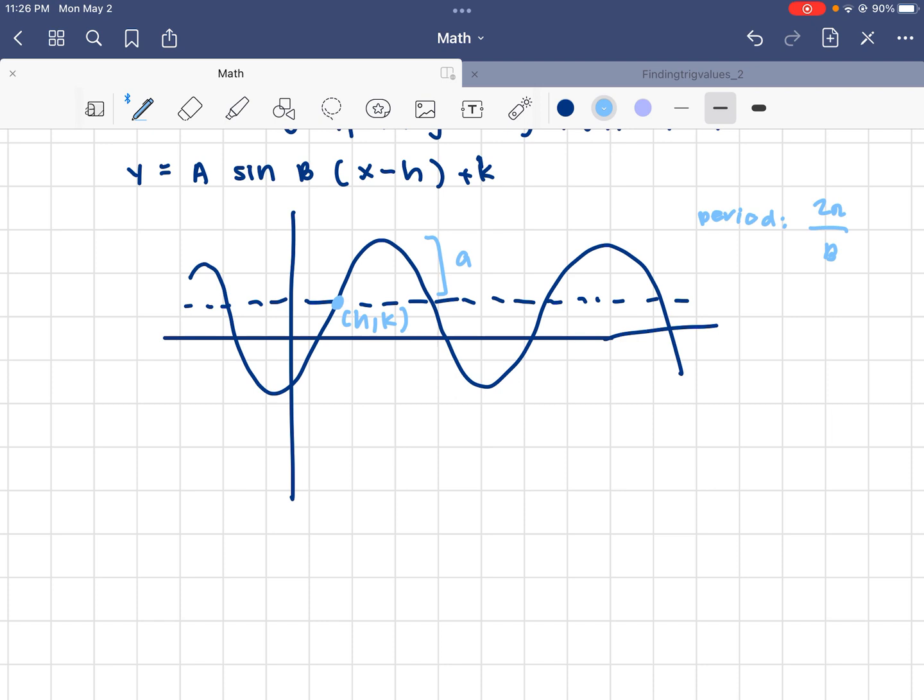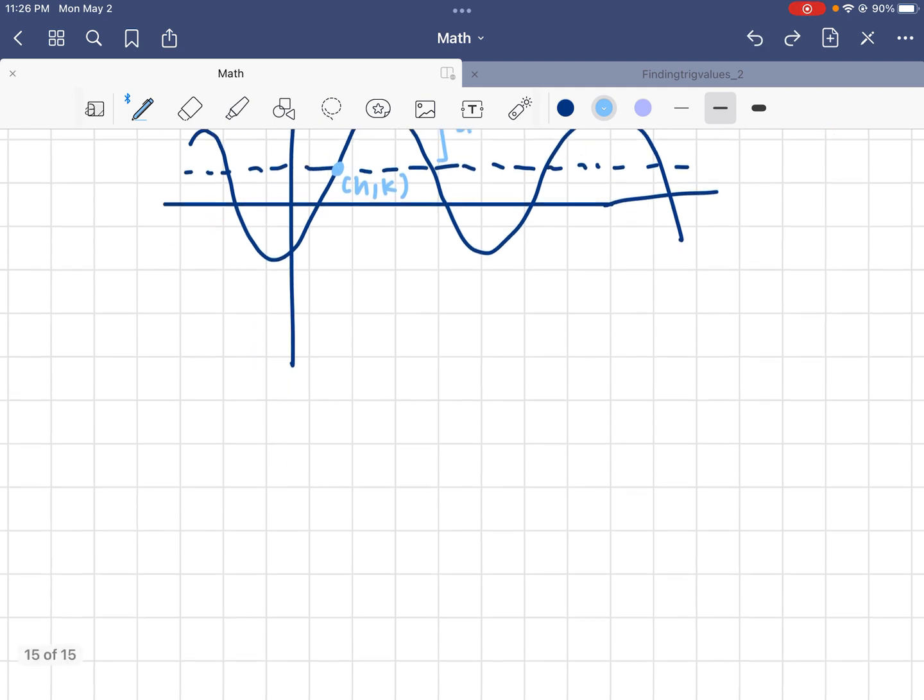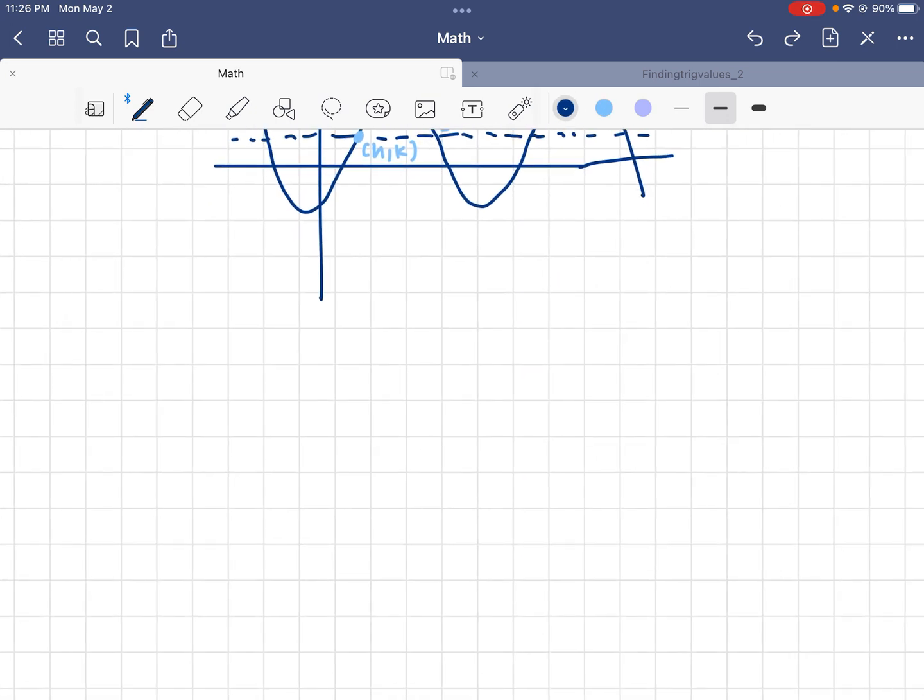K is like the average value. So it's halfway between the max and the min value of the function. So this is a bad graph, but say these are our intercepts, and you have the min here and the max here. This is halfway in between. Okay, anyways, let's do some practice.